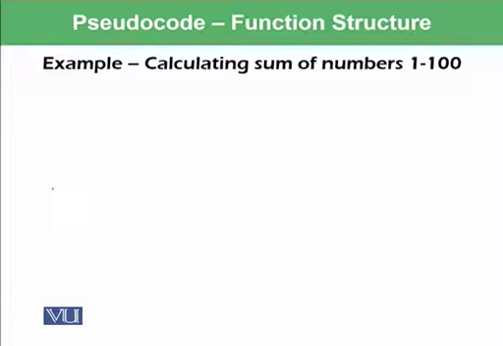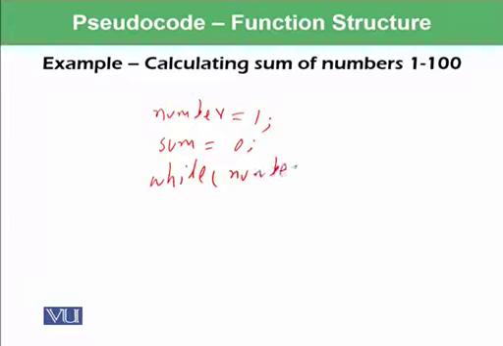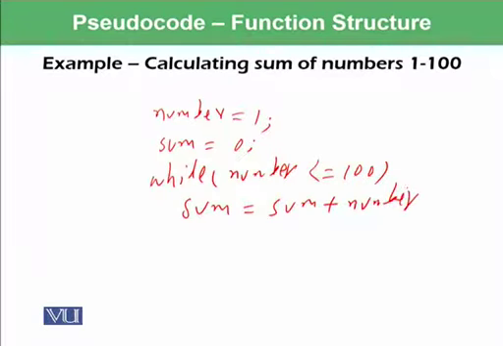Let's have another example: we want to calculate the sum of numbers from 1 to 100. As we did last time, number is assigned 1, sum is assigned 0, while number is less than or equal to 100, sum is assigned sum plus number, and number is assigned number plus 1. So we know this code.